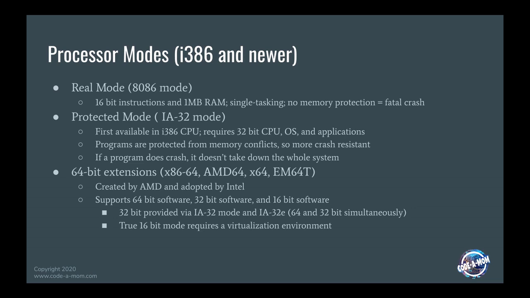32-bit is actually just IA32 mode, and then there's also IA32E, which allows you to have 32-bit and 64-bit applications running at the same time, or you're just going to be running completely 32-bit via the IA32 mode. True 16-bit mode requires a virtualization environment, a virtual machine or something like that. But it does mean that your CPU is backwards compatible to software that was written in the 70s and the 80s, if you really wanted to do that.